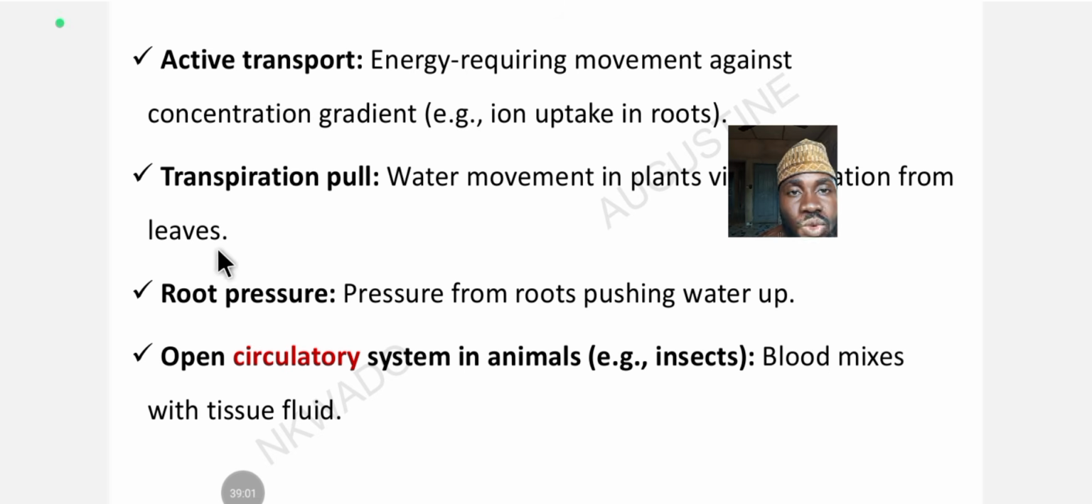Now, the next we have here is root pressure. Root pressure is pressure from the roots pushing water upward. It is the sucking pressure of the roots, which pushes water upward from the soil into the plant.